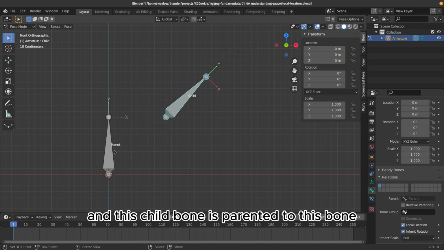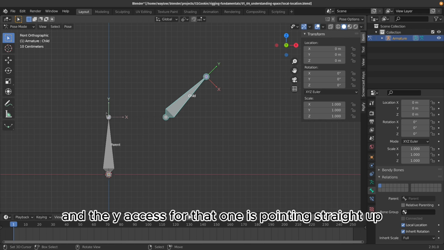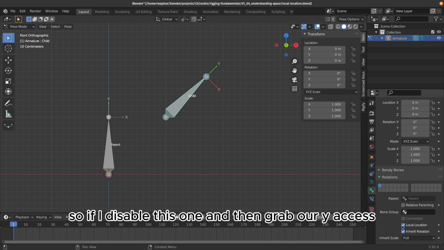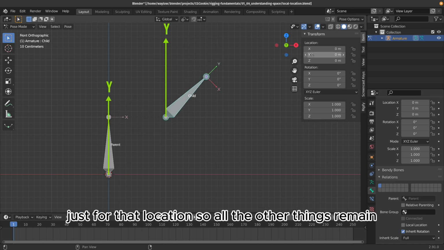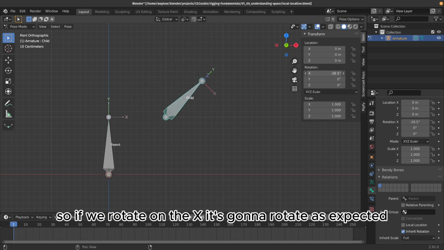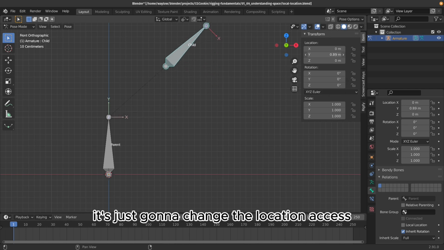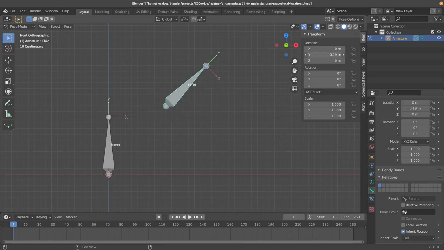Now this child bone is parented to this bone called parent, and the y-axis for that one is pointing straight up. So if I disable this one and then grab our y-axis, it's going to use the axis of the parent just for that location. So all the other things remain. So if we rotate on the X, it's going to rotate as expected. It's just going to change the location axes.